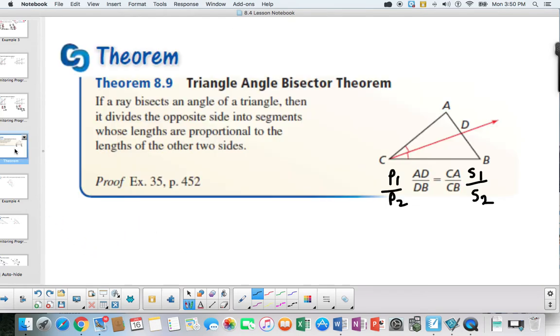Here's our last theorem. It's the triangle angle bisector theorem, and it says that when you have an angle bisector, it divides this into parts. I'll call this part 1 and part 2, and the ratio between part 1 and part 2 is the same as the ratio of the sides, side 1 and side 2, and that's really how I remember this theorem.